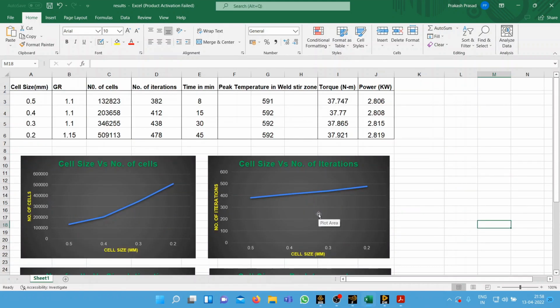From this it can be concluded, and I've learned something from here. It was a learning moment for me that the appropriate mesh size should be selected, because we are getting the same result with different element sizes with very little variation. In peak temperature there is no variation, and in the torque there is a little variation, but that is okay. It is very close.